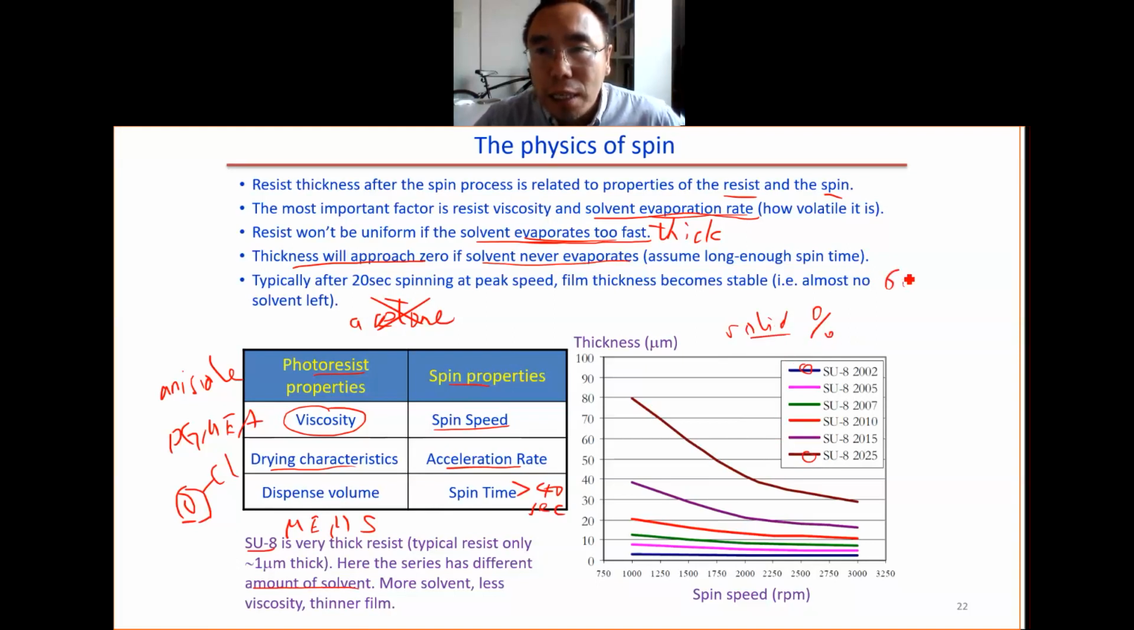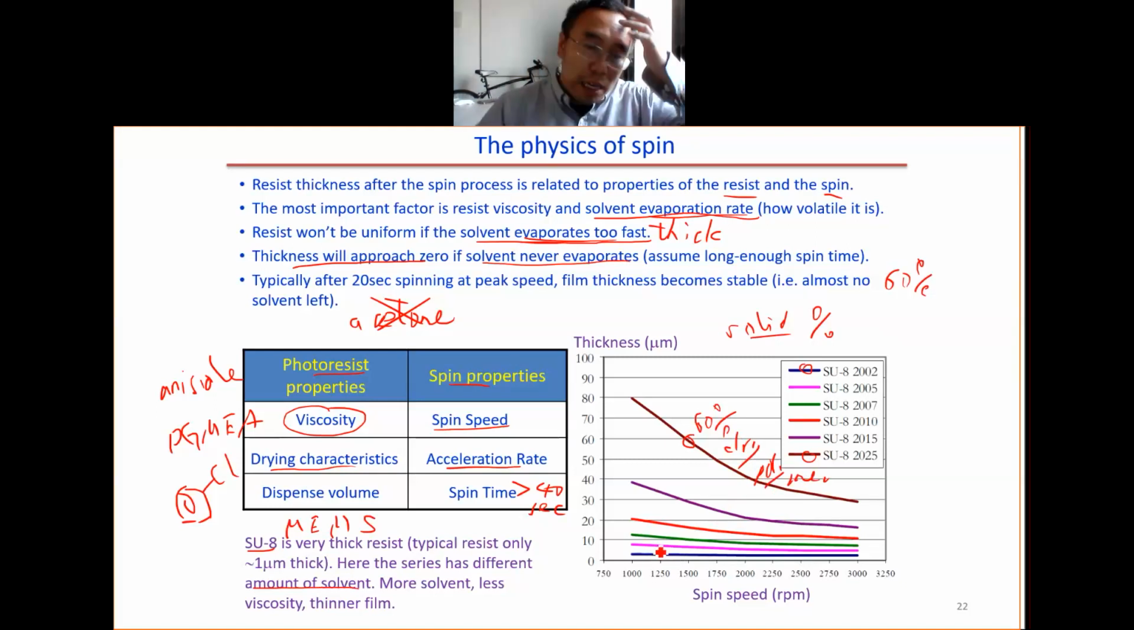Can be, for example, this one has 60% dry polymer dissolved in the solvent. This one is only maybe 5% solid polymer. So the higher the spin speed, the thinner the resist. So this is RPM, revolutions per minute.